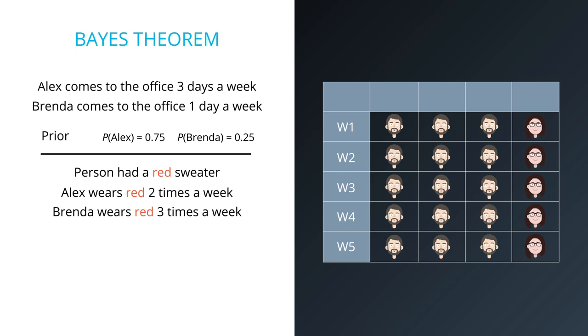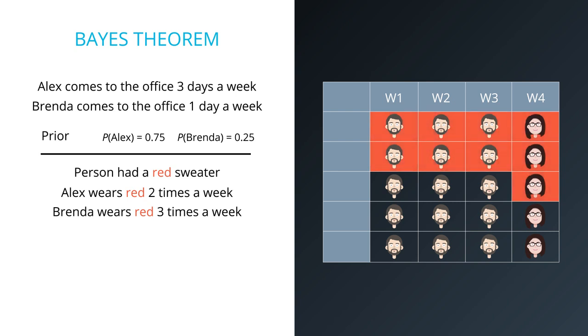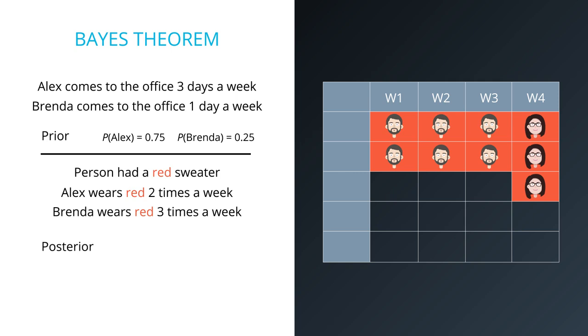So we'll do the following. Let's think of the columns as weeks instead. So now, for each 5-day work week, Alex wears red twice and Brenda 3 times. So we color the days they were red. Now, since we know the person wore red, we forget about the times that they didn't. So we have 9 times someone wore red. 6 of them are Alex, and 3 of them are Brenda. Therefore, among 9 times we saw someone wearing red, 2/3 of the times it was Alex, and 1/3 of the time it was Brenda. Thus, our posterior probabilities are 2/3, or 0.67 for Alex, and 1/3, or 0.33 for Brenda.